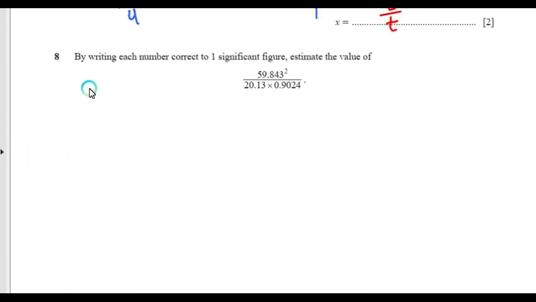Okay, so next question is question number 8. By writing each number correct to one significant figure, estimate the value of this whole expression. First I will be converting each number into one significant figure, and obviously the first non-zero digit is the first significant figure, as this number is a 5 significant figure number. So we have to convert this number into one significant figure.